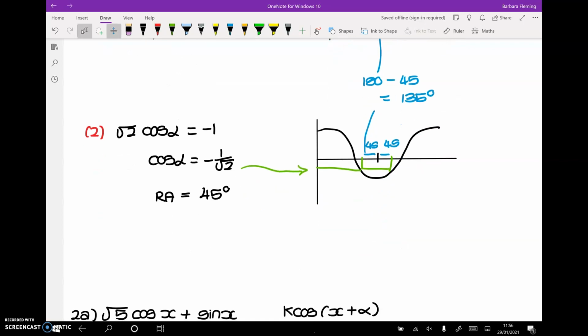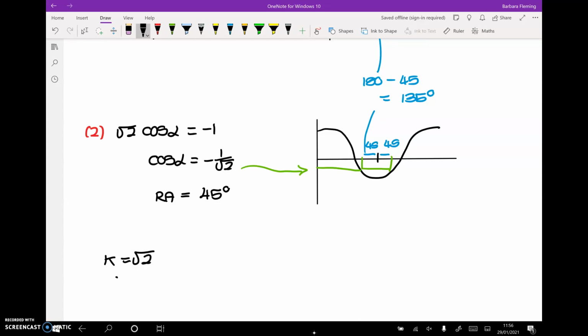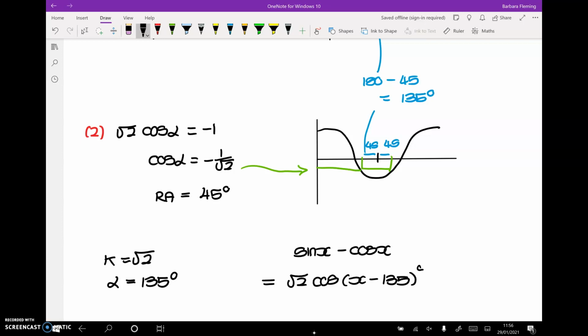If we write that out nice and clearly, we've got k equals root 2 and alpha equals 135 degrees. So writing out our original expression, sin x minus cos x equals root 2 cos(x minus 135 degrees). And that's you done.